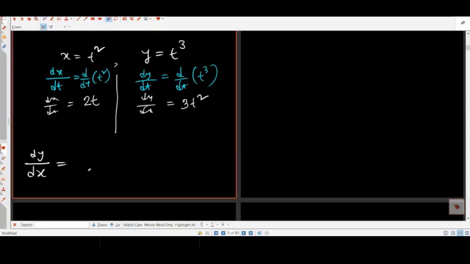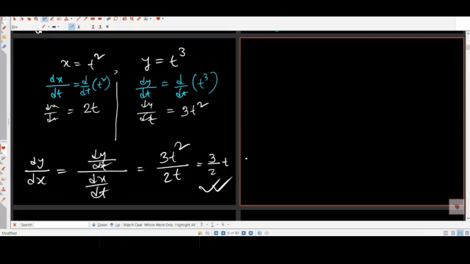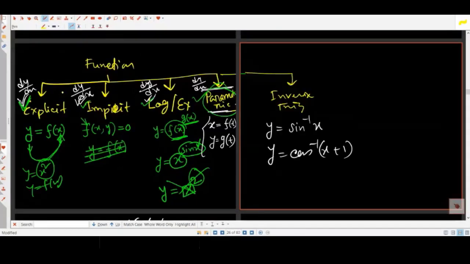So it is easy to find dy/dx now. So it will be dy/dt over dx/dt. That is 3t squared over 2t. So that means we will get 3/2 times t. So this is how we can find the derivative of parametric functions. So up to now, we have learned how to find the derivative of explicit functions, implicit functions, and how to deal with logarithmic differentiation. We have learned how to find the derivative of parametric functions.